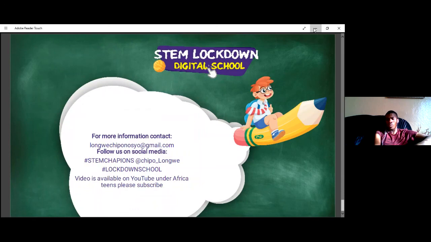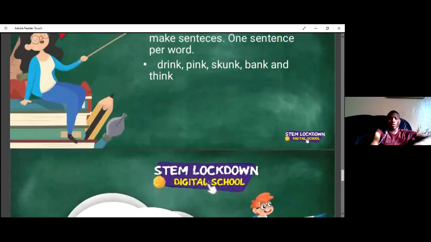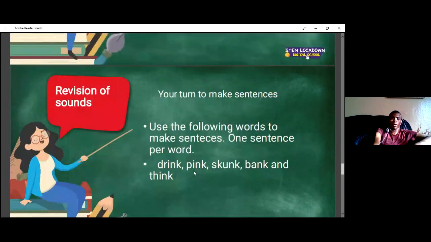From Busisiwe, it says, think about what you have in your mind. Nice sentence. Very nice. I like the sentences I'm seeing. I thought, because earlier on we had a mistake, that we couldn't see the sentences. But let's go. So, here we had our words: drink, pink, skunk, bank, and think.